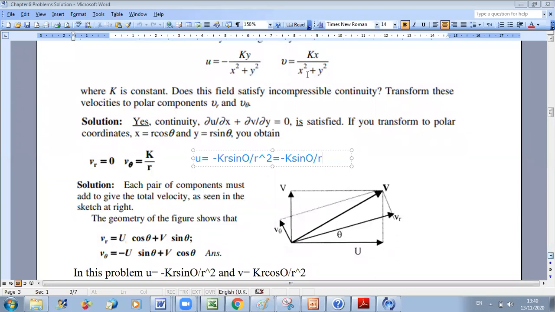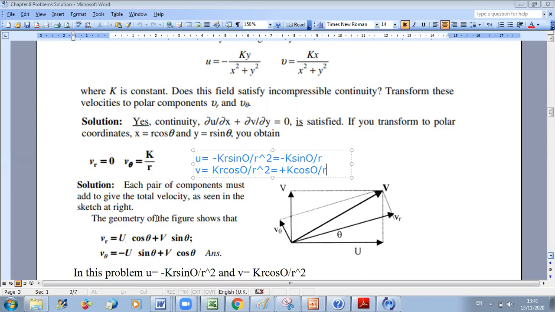This is for u. I will do the same for v. For v, I will replace x and y by their values. So for v, I get v is equal to kx over x squared plus y squared. So it's k times, instead of x, I will put r cosine theta, and over the same x squared plus y squared, it's r squared. So this is equal to plus k times cosine theta over r. Okay. Now I have u, v expressed as functions of r and theta.